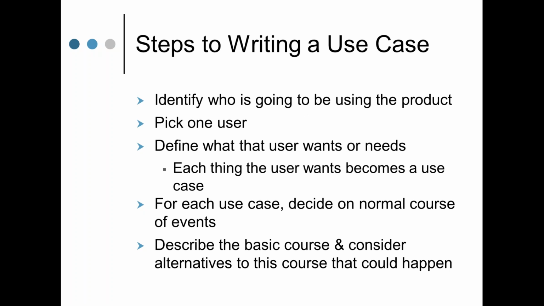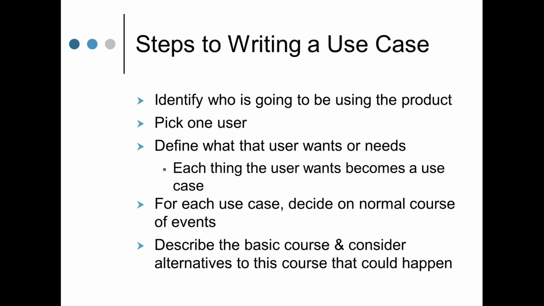So we go back. We take the second persona. We define what that user wants or needs. And then we look at each thing the user wants, and that becomes a use case. So persona number 1 could have 10 different wants or needs. So those are 10 different use cases. Your second persona could only have 2 wants or needs. And so that would be 2 use cases.